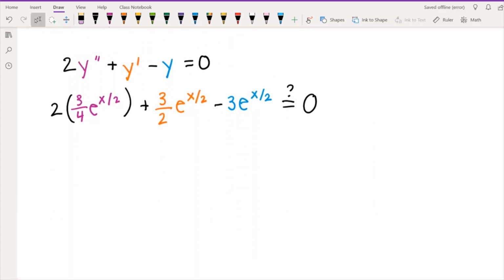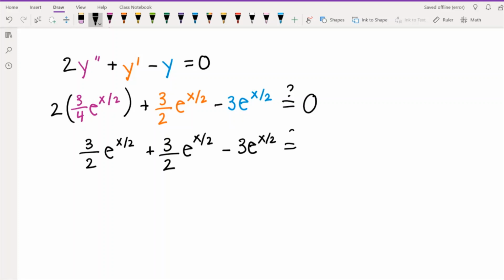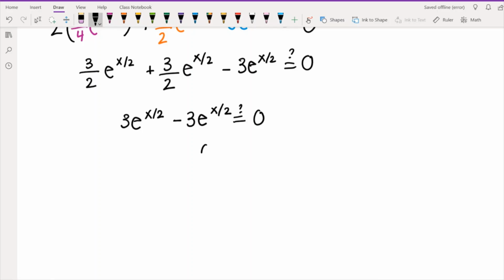So if we multiply this out, we get 2 times 3/4 is 3/2. So we have 3/2 e to the x over 2 plus another 3/2 e to the x over 2 minus 3e to the x over 2. And if you add together these 3/2, you end up with 3e to the x over 2 minus 3e to the x over 2. And now we can see that that does in fact give us 0.